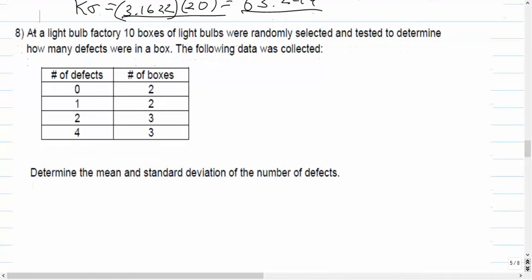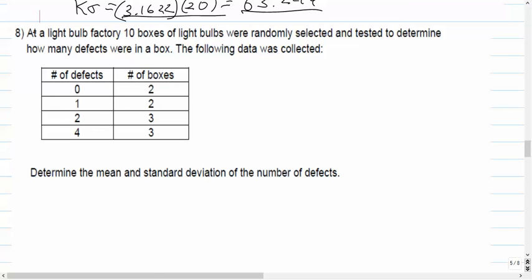Problem number 8. We have a light bulb factory. We have 10 boxes of light bulbs which were randomly selected and tested to determine the number of defects in a box. And the following data was collected. So I had 2 boxes that had no defects, 2 boxes that had 1 defect, 3 boxes that had 2 defects, 3 boxes that had 4. I want the mean and the standard deviation for the number of defects.